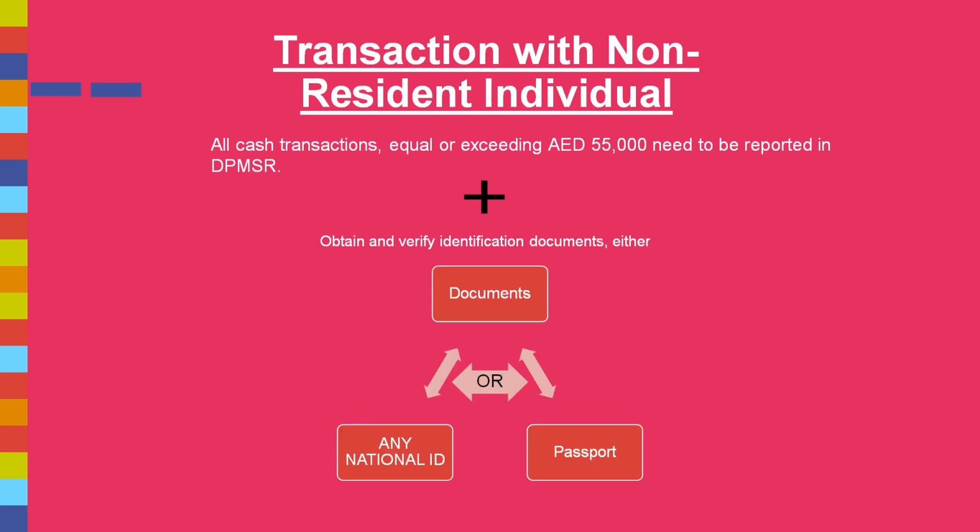So what are those documents? Either you can collect any national ID or the passport. Of course, if he is on a visit, or for other purposes he has come to UAE, he will have his passport, right? So we can ask him to provide his passport.